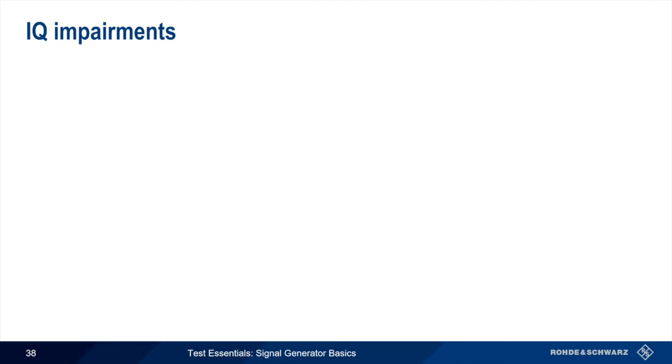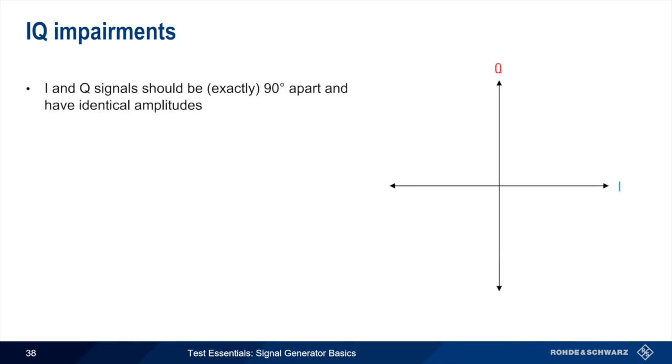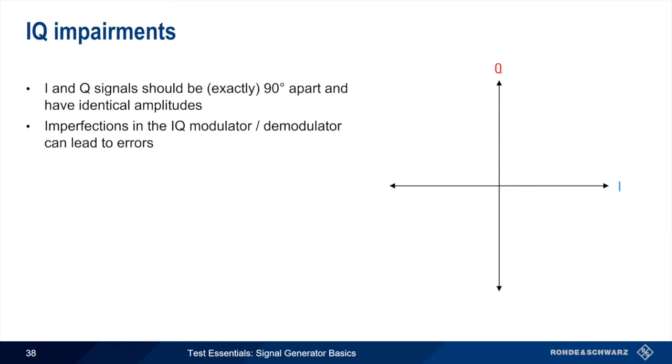Noise, interferers, and fading are baseband impairments. The last type of impairment we'll discuss occurs in the transition between baseband and RF, that is, in the IQ modulator or demodulator. When we represent signals as IQ values, these signals should be, exactly, 90 degrees apart and should also have identical amplitudes. Any imperfections in the IQ modulator or demodulator can lead to errors in converting the baseband signal to RF or vice versa. Note that these errors are a function of the transmitter or receiver, not a function of propagation.